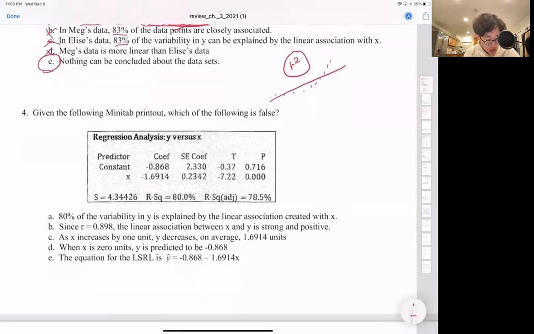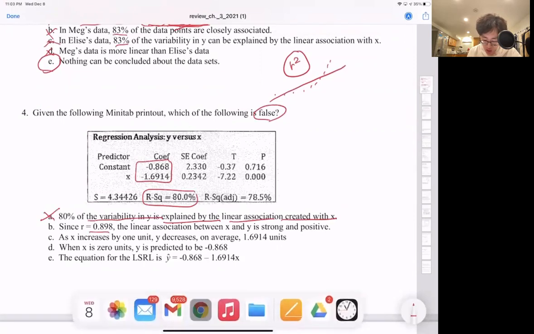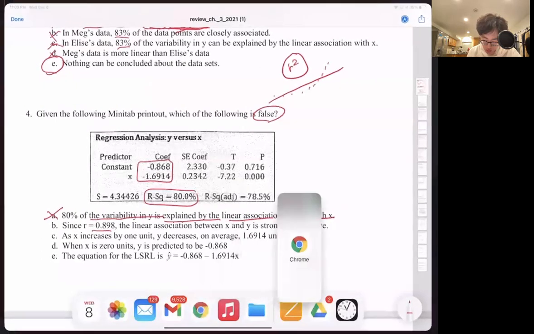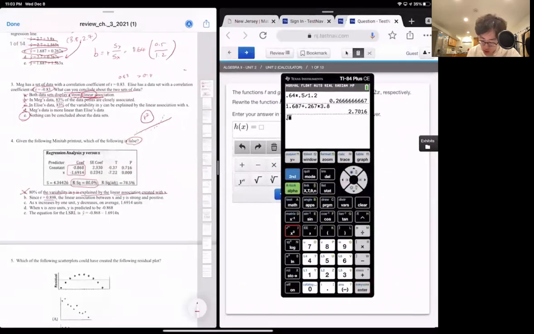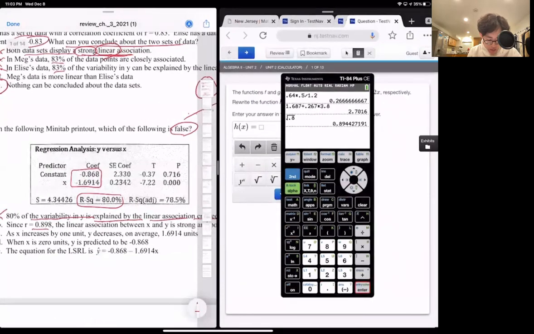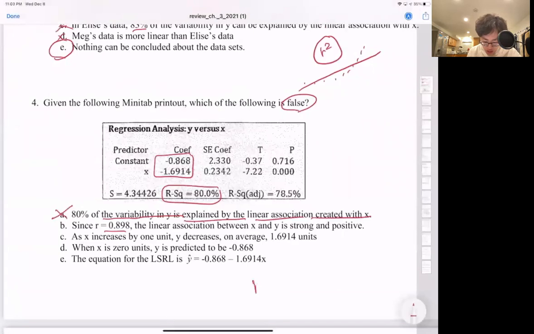Okay, number 4, given the following Minitab printout, so we have these two to worry about and probably this. Since 80% of the variability of y is explained by the linear association created with x, this is absolutely true, so it's not false. Since r is equal to that, is that true? Let's check it out. Let's bring up the calculator. The square root of the r squared value, which is 0.8, gives you 0.894. So I believe the r value should be 0.894. The linear association between x and y is strong and positive, but I do not like the number here for some reason, so I will just leave it blank for now.